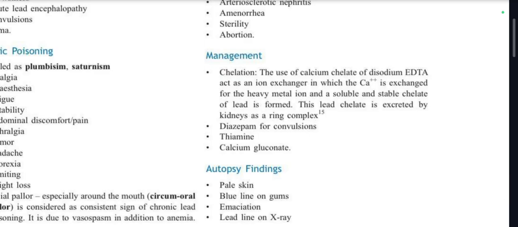That was calcium disodium acetate, if you remember. The calcium chelate of disodium EDTA acts as an ion exchanger in which the Ca+2 is exchanged for heavy metal ion, and a soluble and stable chelate of lead is formed. This lead chelate is excreted by the kidneys as a ring complex. This is the management. Then you can also give diazepam for convulsions, thiamine and calcium gluconate.